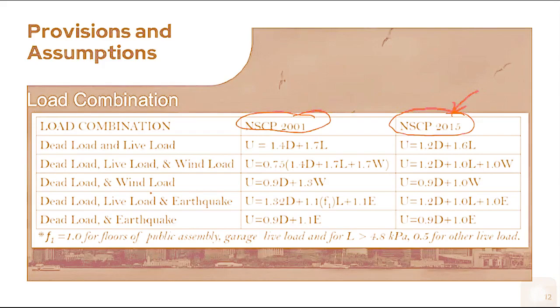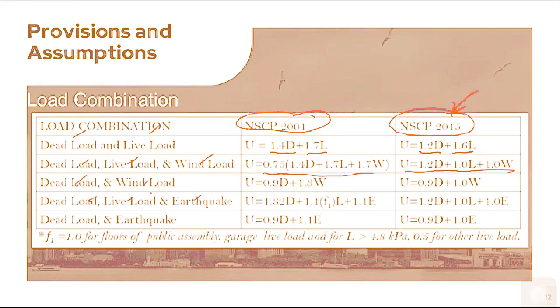So these are the load combinations. Like for example, the combination of your dead and live. So in NSCP 2001, that is 1.4 dead plus 1.7 live. In NSCP 2015, naging 1.2 dead and 1.6 live load. Then for dead, live, and wind, ito yung combination niya. Pero sa NSCP 2015, ito na siya. So, and so forth, and so on.